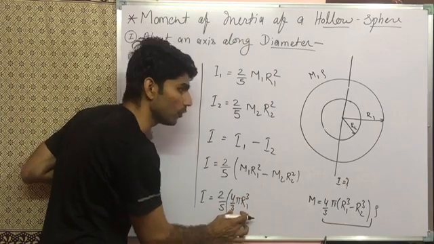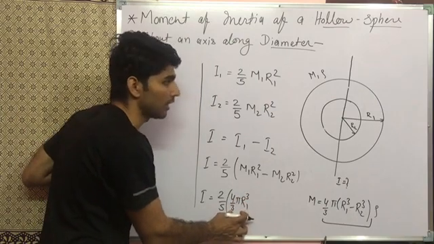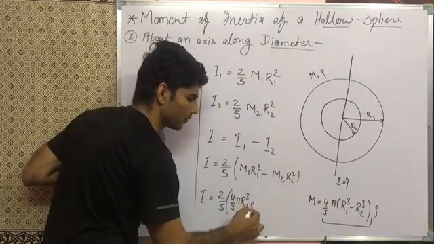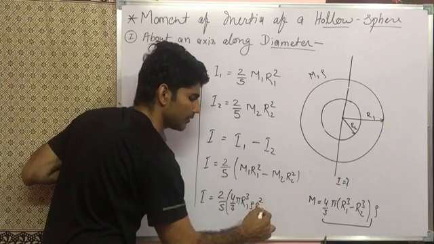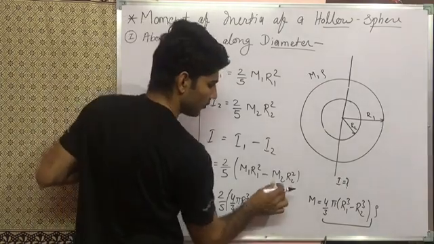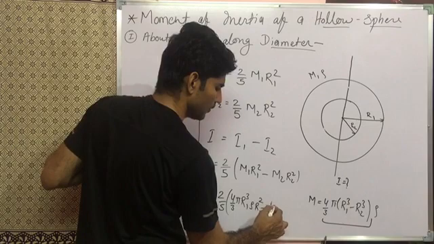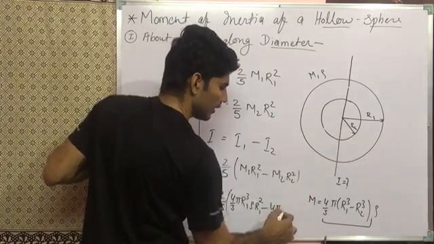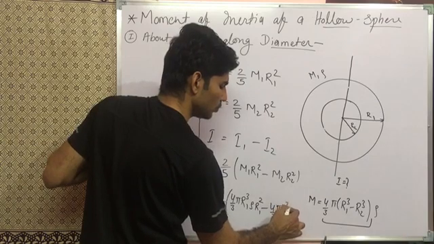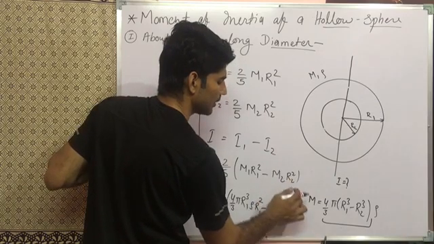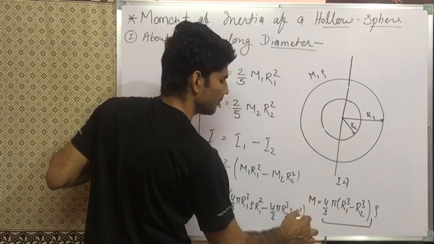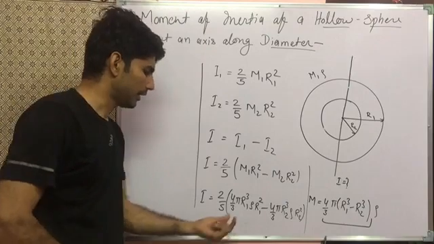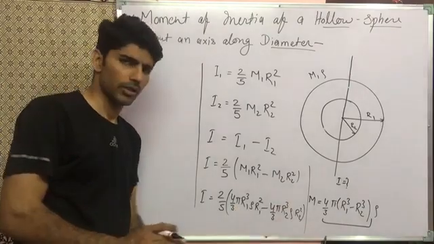So this is the volume of the complete sphere, and we know the density of this sphere, or we assume it is rho, and here r1 square again, minus the volume of m2, which is 4 by 3 pi r2 cube into density, and here the value of r2 is the same. So we get I as 2 by 5 times m1 r1 square minus m2 r2 square.